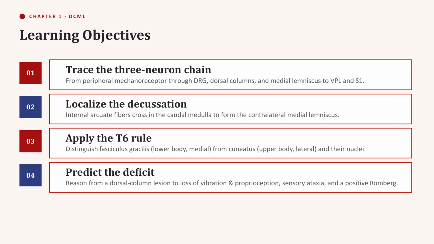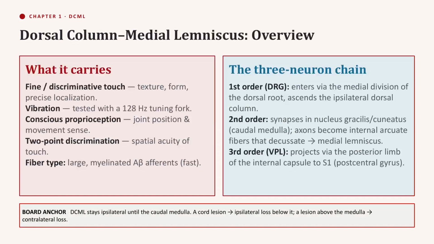And fourth, the payoff. Predict the deficit. Reason from a dorsal column lesion straight to loss of vibration and proprioception, sensory ataxia, and a positive Romberg. Notice that every objective moves in the same direction, from anatomy to the bedside. That's how we'll work the whole chapter. Before we walk the pathway slide by slide, here's the whole system on one screen.